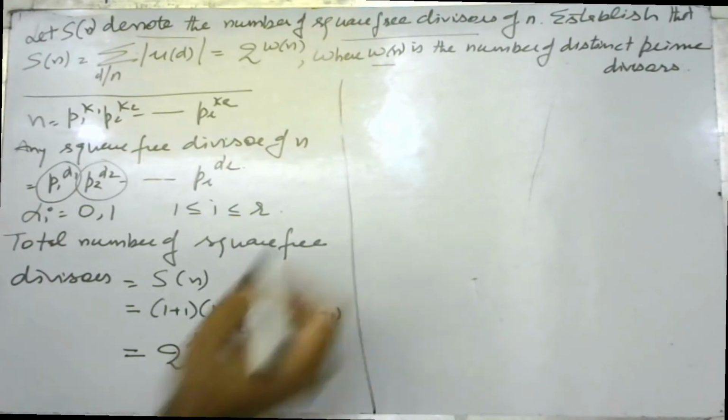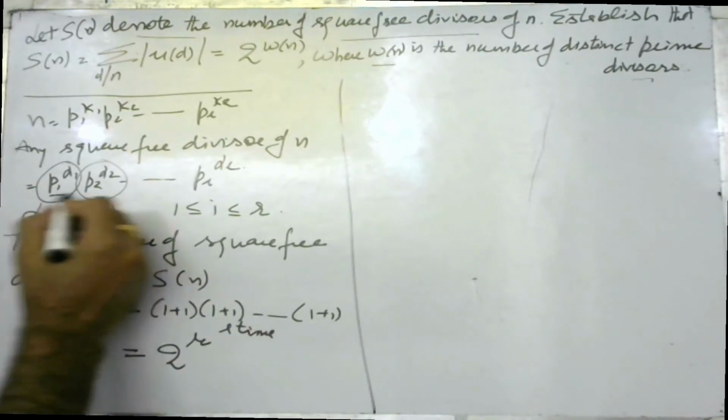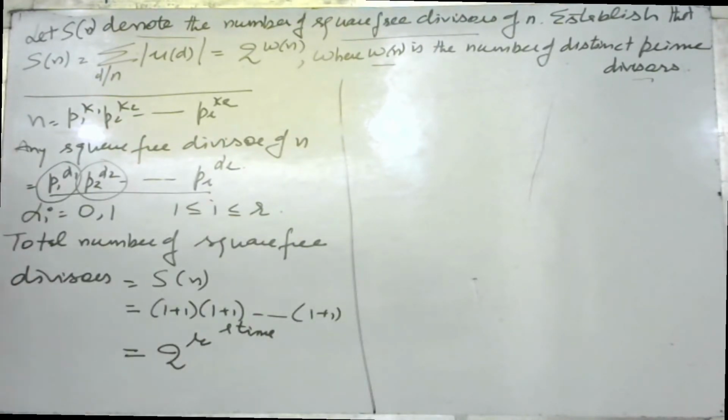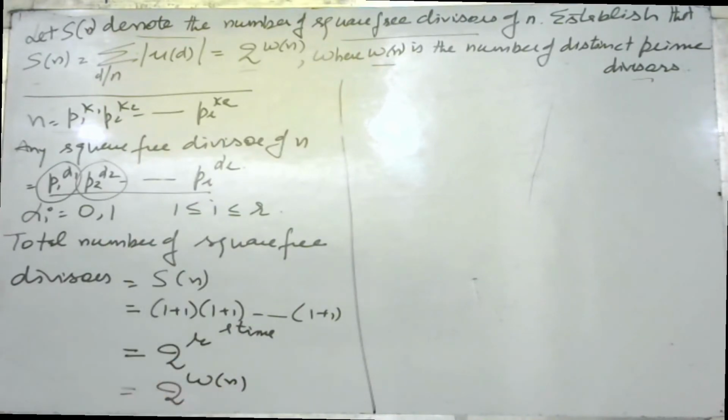And as we are given ω(n) denotes the number of distinct prime divisors, and how many distinct prime divisors are there? r again. So which further is equal to 2^ω(n). So as you see, we have already proved here S(n) is equal to 2^ω(n). So one part of the result is proved.